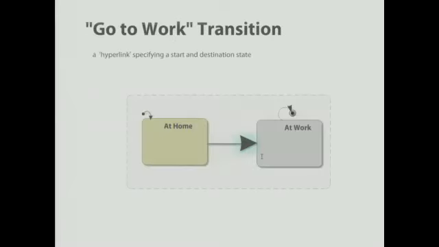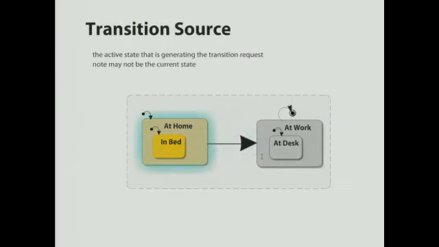The real power of Cogs comes in when you're dealing with transitions. So here's a simple transition in a flat state machine, going from home to work. We turn on the hierarchical states. We start seeing that we have an in-bed and at-desk again. But that transition is still affiliated with the at-home and at-work. We can almost slice this into two different layers and not abstract away the details.